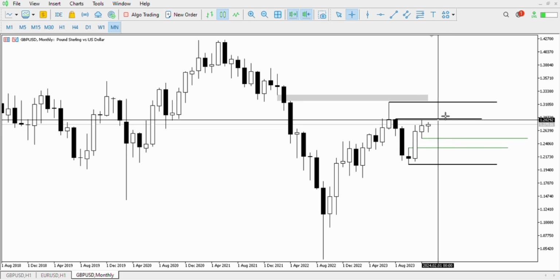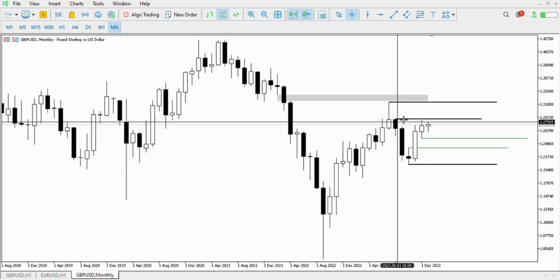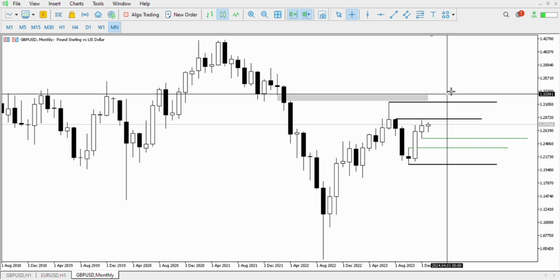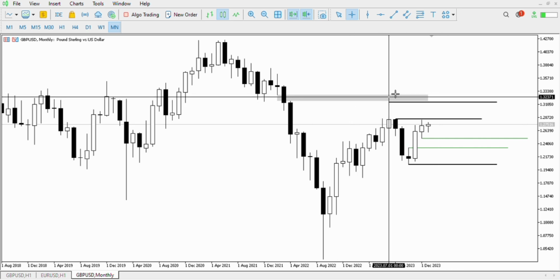Then if price wants to clear this high from this candle, it might want to first trade lower to this fair value gap, then go all the way up to this fair value gap we have right here. So that is all for the monthly time frame analysis.